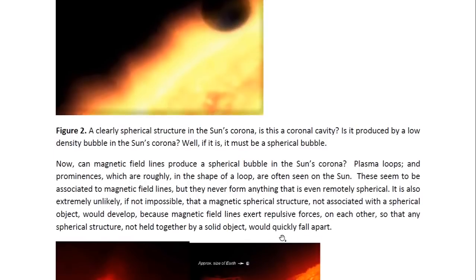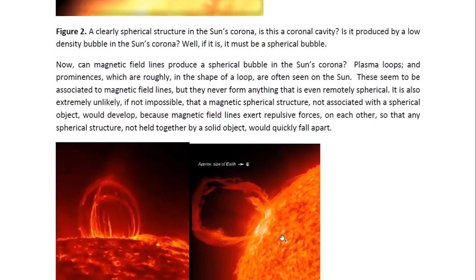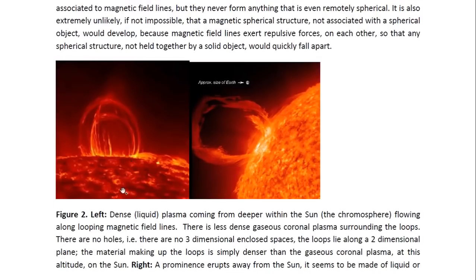Plasma loops and prominences, which are roughly in the shape of a loop, are often seen on the sun. These seem to be associated with magnetic field lines, but they never form anything that is even remotely spherical, and you can see that here. These are plasma loops. You can actually see that it's denser plasma that's flowing along these loops, and you can see lower density plasma which belongs in the corona. The denser plasma seems to come from the chromosphere, which seems to be in the liquid phase, and the same here with the prominence. But notice that there are no holes.